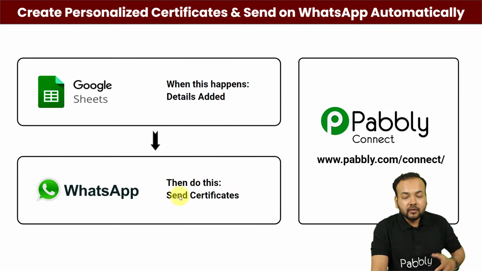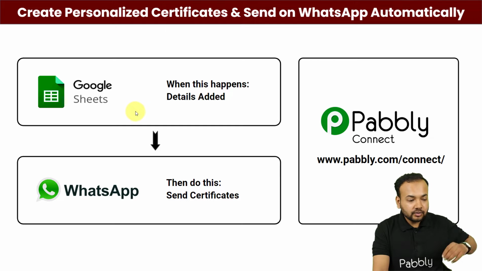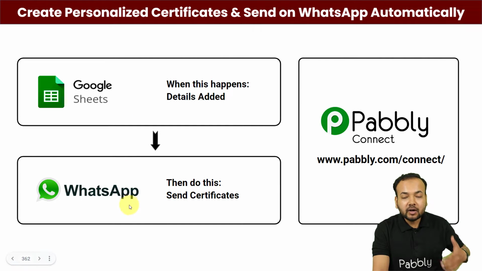So guys, this will be the flow of this automation. Here you just have to add the details of the people to whom you want to send those certificates, along with their WhatsApp numbers, in a spreadsheet here in the Google Sheets application. And this automation is going to sort out the details one by one from the spreadsheet, create certificates and then deliver them to their WhatsApp accounts automatically on a scheduled future date.